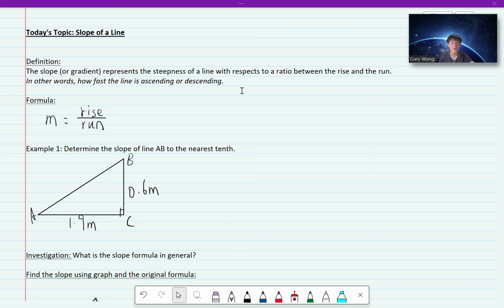In the last video, we talked about the midpoint formula and distance formula for a line. And in today's video, we will be talking about the slope of a line. So first, let's take a look at the definition of the slope.